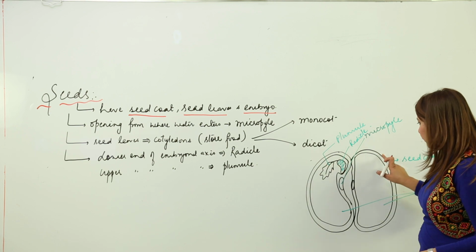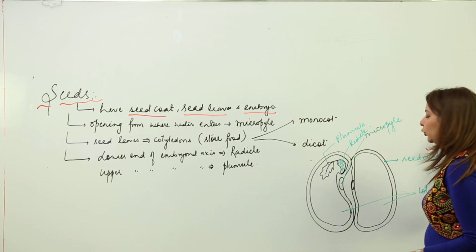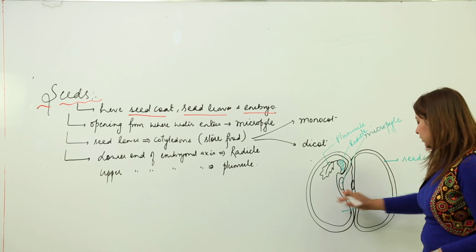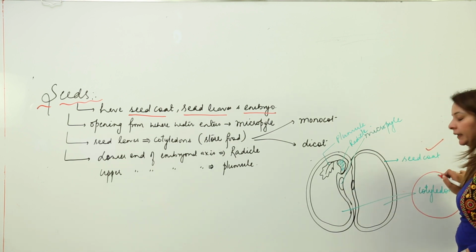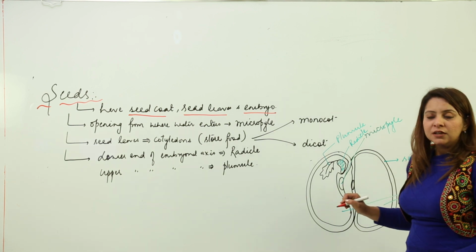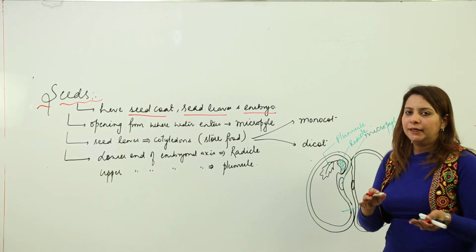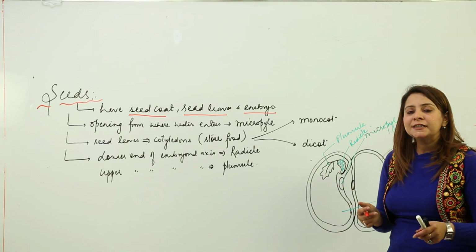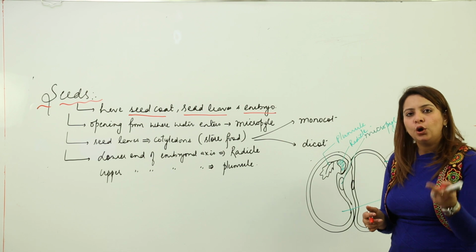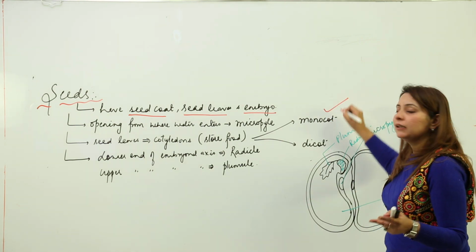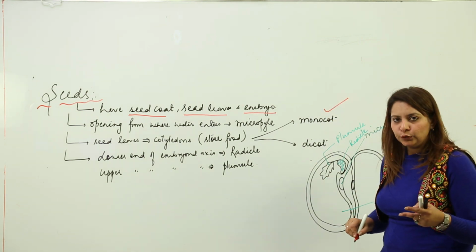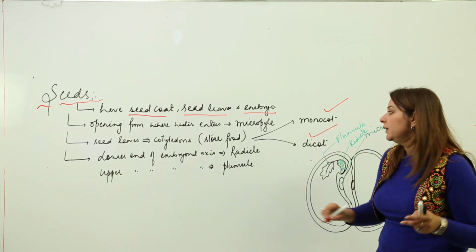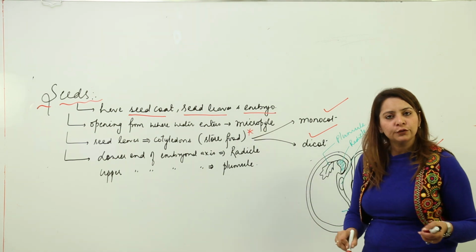This outer layer in both of them is called the seed coat, that is the outer covering, and these are seed leaves. Seed leaves are basically called cotyledons. Their function is to store food. The cotyledons can be 1 or 2, that means a seed can have 1, 2 or 3 cotyledons. But mostly the cotyledons are 1 or 2. If the cotyledon is 1, that seed is called a monocot, and if the cotyledons are 2, then it is called a dicot, and cotyledons are basically meant for storage of food.